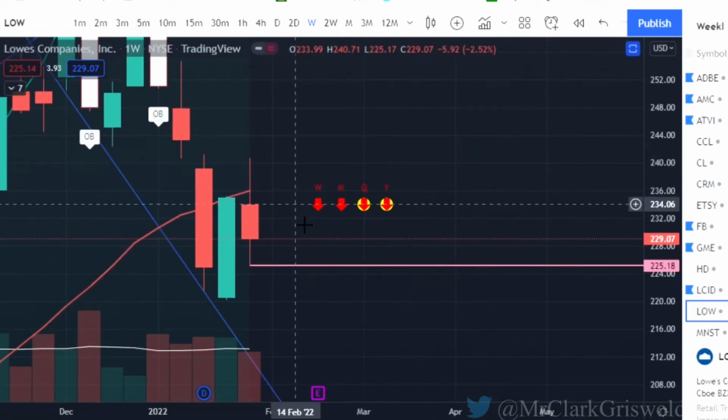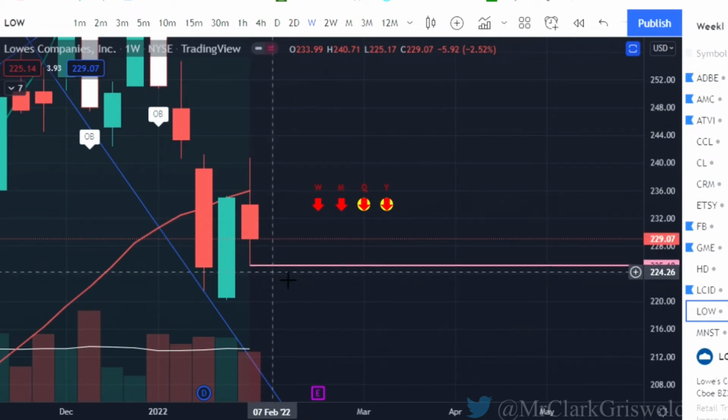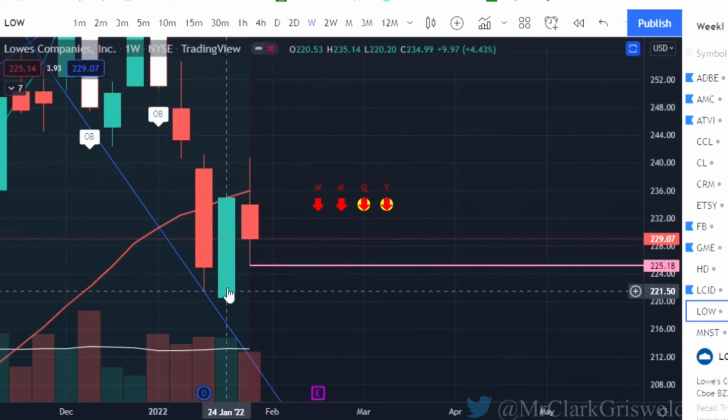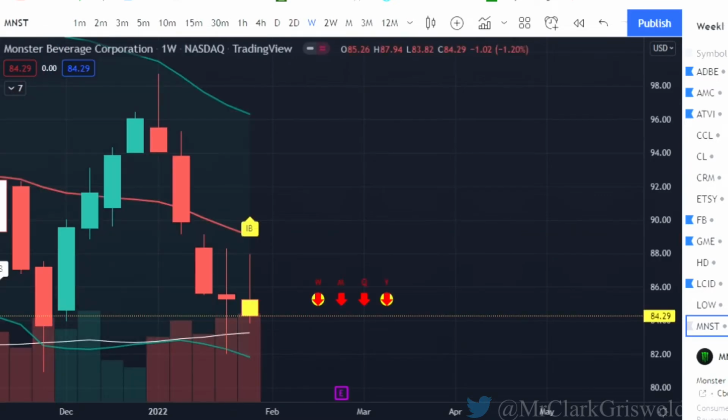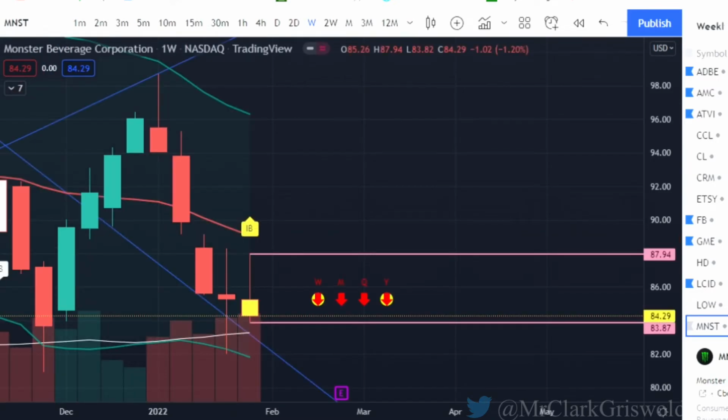Lowe's Company, full time frame again, outside of this week, which we don't know what's going to be this week. We'd be looking for a reversal, 2 down, 2 up, that's red, puts at $225.18.